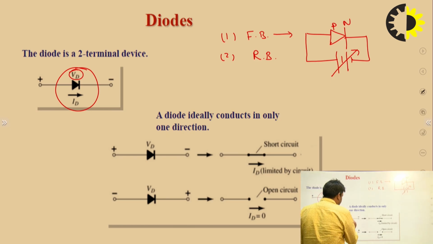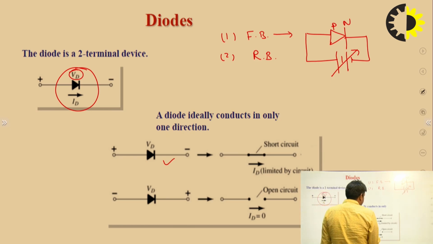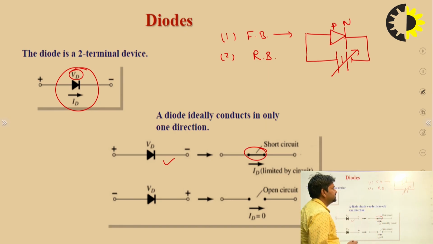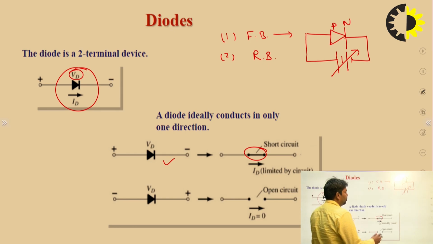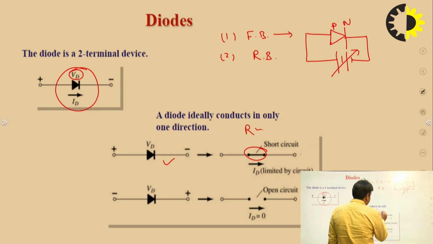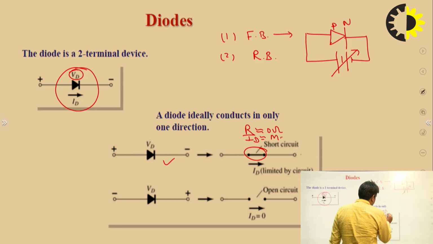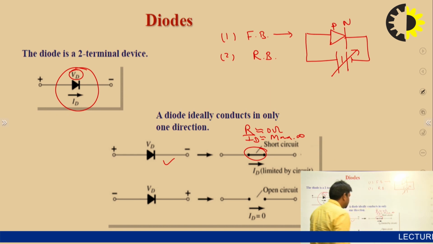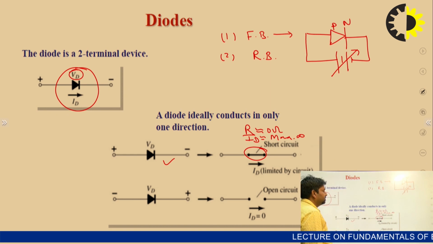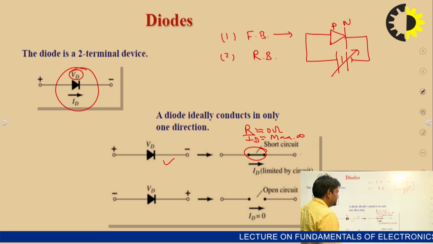In forward bias, the ideal diode works as a short circuit. What is the meaning of short circuit? The resistance is very low. Ideally the resistance is 0 ohm, and the diode current ID should be maximum or infinite. So if the diode is ideal, then the p-n junction diode works as a short circuit.